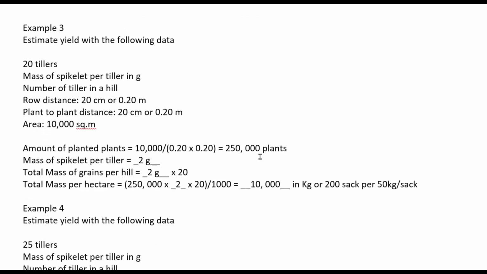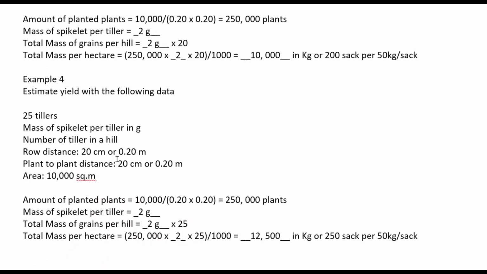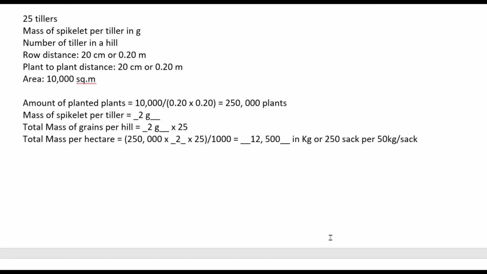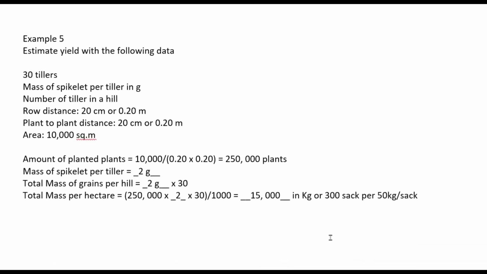Now suppose it's great. There's 20 tellers per hill. And so do the calculations. Now you're having 200 sack per hectare. Suppose it's 25 tellers. Now it's 250 sack per hectare. Now suppose 30. Now it's 300 sack per hectare.